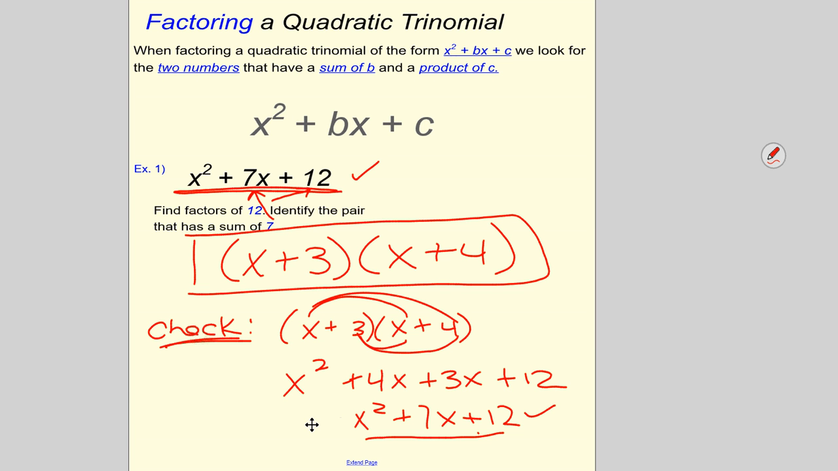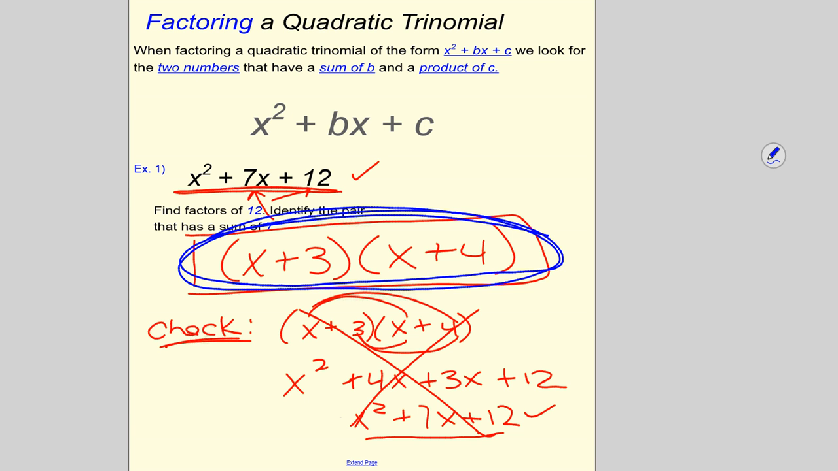Now listen, keep in mind, this is not a part of my answer. This thing here that I'm going to circle in blue, this is my answer. When I factor, this is my answer. We're not simplifying, okay? Factoring is kind of like the opposite of simplifying. We're making things bigger, okay?